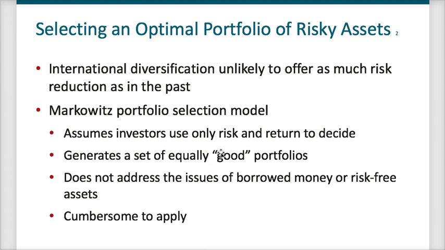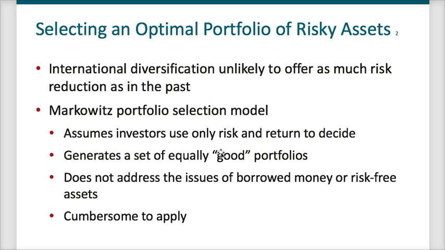So how do you select an optimal portfolio of risky assets? So we have international diversification, where in the past it didn't offer as much risk reduction as it does now. Because in the past, U.S. stocks dominated for so many years, from say 1945 to the year 2000, U.S. stocks really dominated. So international diversification didn't really help many portfolios as much. Now that the world is catching up to American stocks, international diversification is much more beneficial in portfolios.